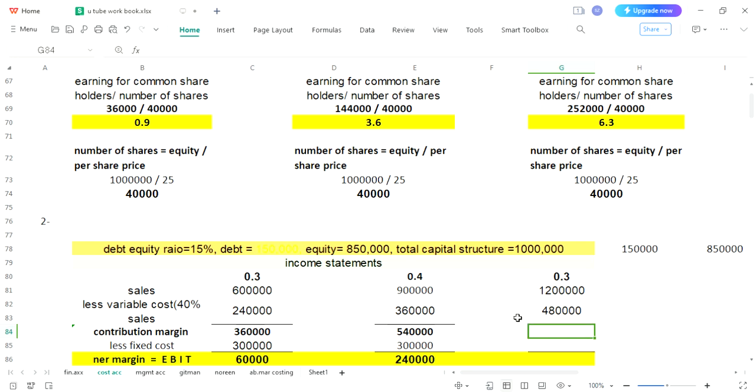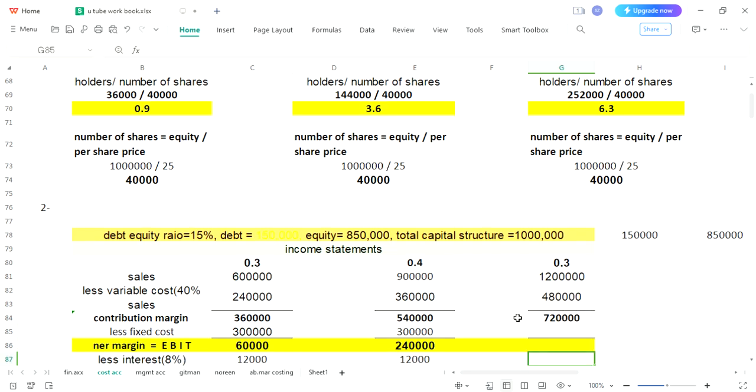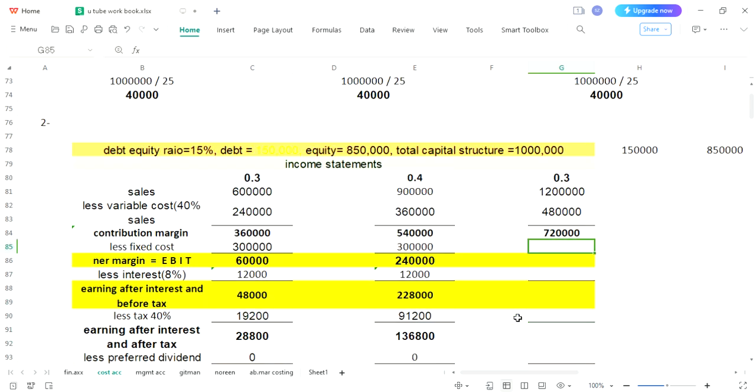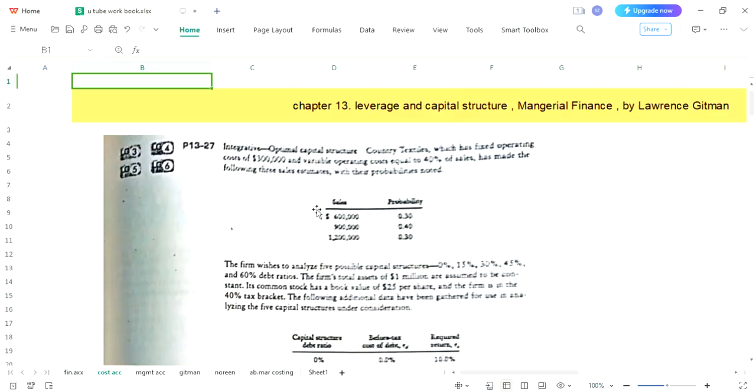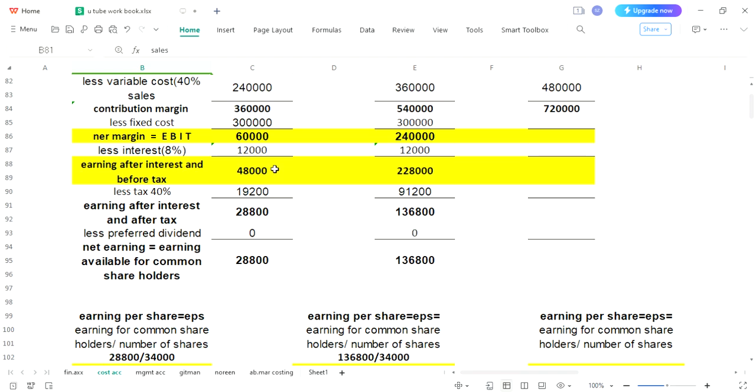We are now going to calculate our contribution margin by subtracting variable cost from sales. Amount of sale 12 lakh, and you will subtract your variable cost 4,80,000. So we have got our contribution margin. Fixed cost would remain the same, and this is 3 lakh your fixed cost. Similarly, you will put 3 lakh over here.